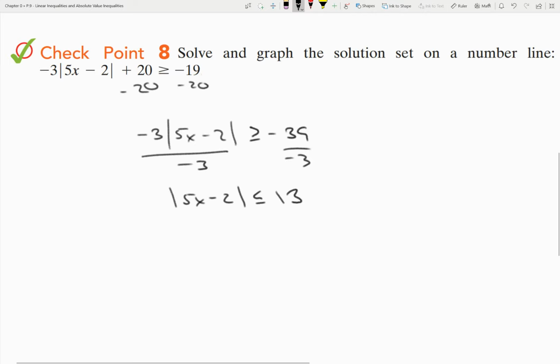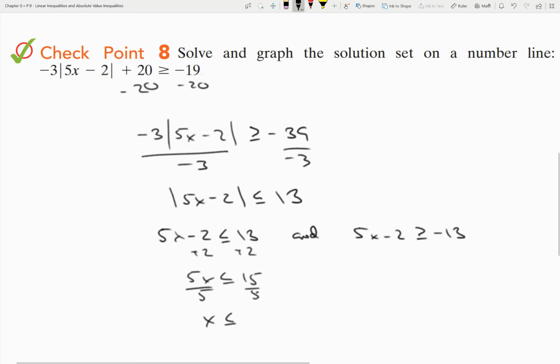a positive 13. Okay, so if I wanted to do this the longer way with the word and, I would say 5x minus 2 is less than or equal to 13, and, because it's a less than inequality, 5x minus 2 is greater than or equal to negative 13. Then I would have to solve it separately. So 5x is less than or equal to 15. Divide the 5. X is less than or equal to 3.